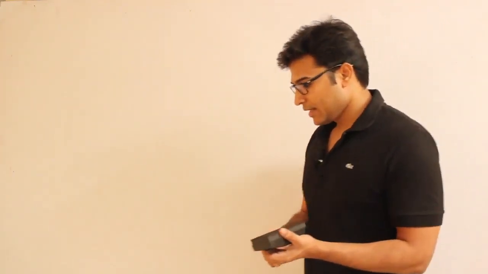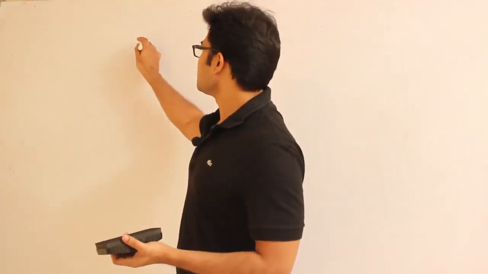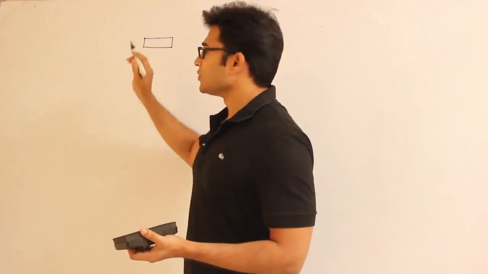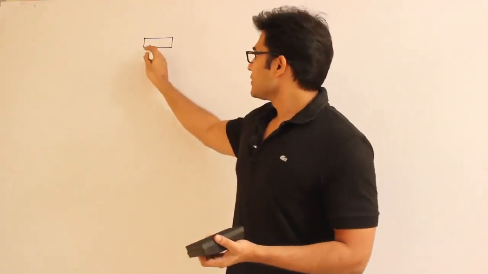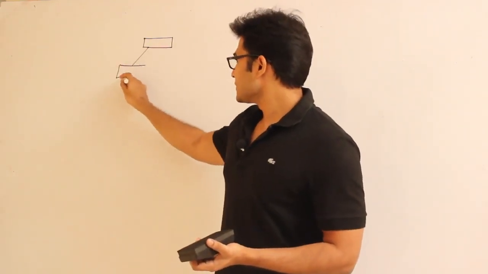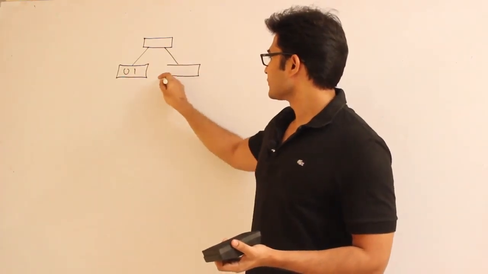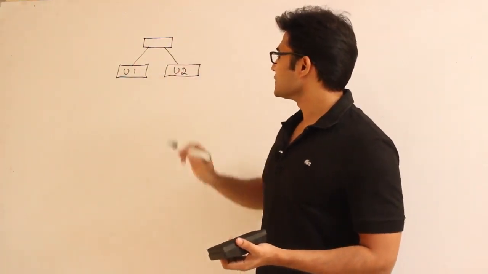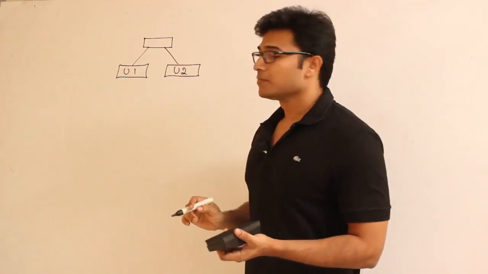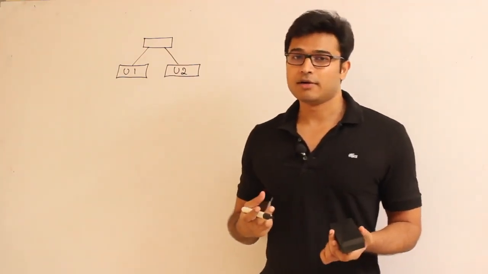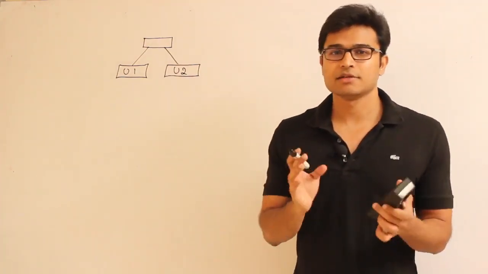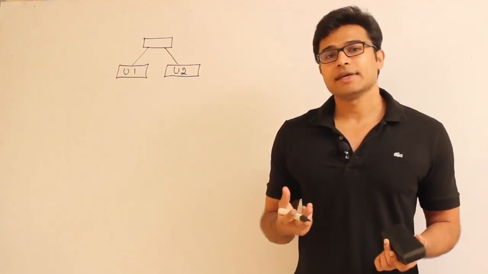Now how to share files: there are two approaches. Simply, there are two approaches. Let us assume that we have a tree type structure. This is the root directory, and then we have two users. Let us say this is user 1 and this is user 2. Assume that both of them have to share a file, just a file. Now what can they do?